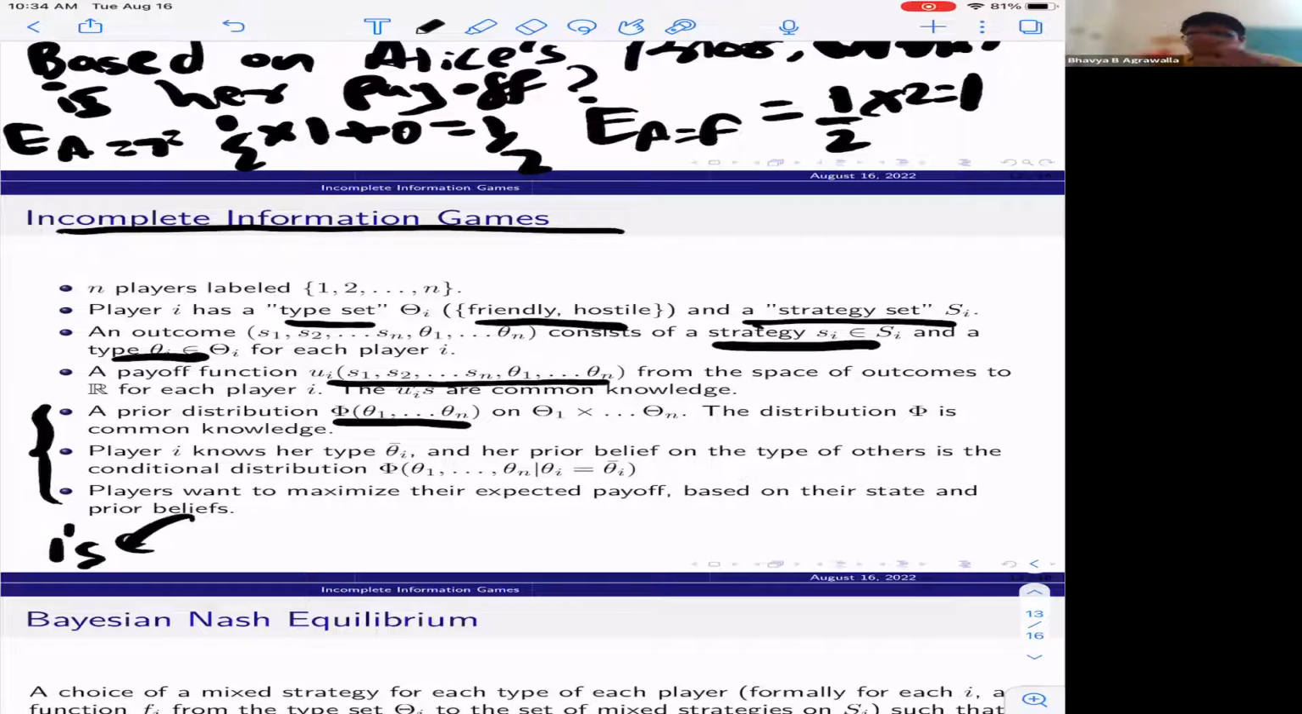Player one knows what state he is in, and then he can use conditional probabilities to determine the distribution over the types of all other players. So he can also compute things like what is the probability that player three is in this type, given that player two is in this type, and what is the probability that player four is in this type, given player three is in this type and player two is in this type.